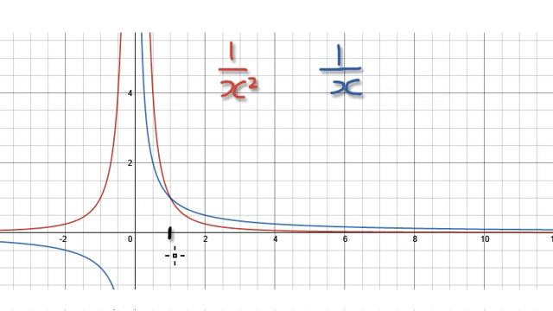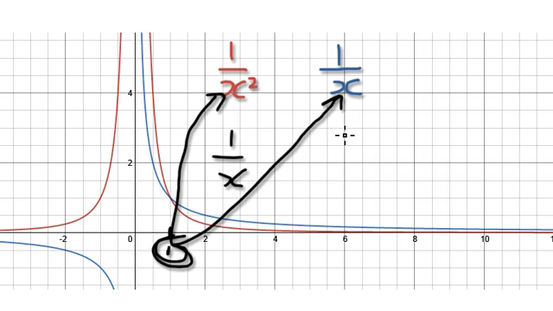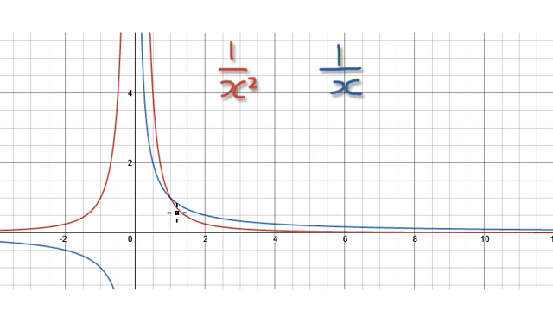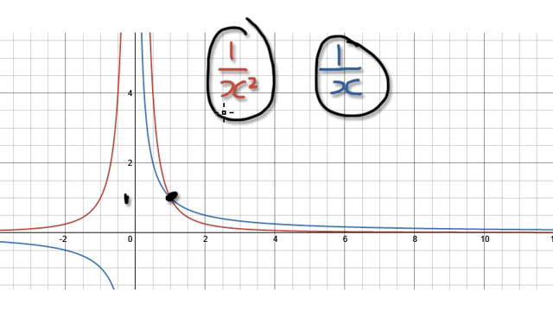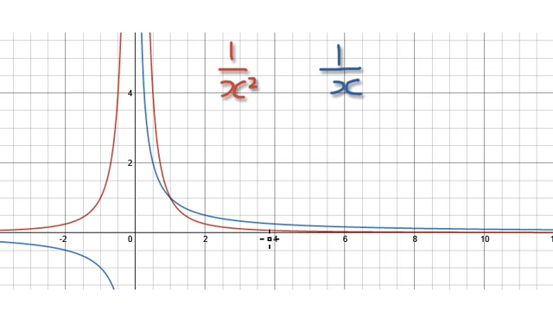Well, let's look at when x equals 1. When x equals 1, if you put 1 into here, it will be 1 over 1. And if you put 1 into here, it will be 1 over 1 squared. So that's 1 and 1. That's where the two will cross right here. So this here is 1. By the way, the blue line here is 1 over x, and the red line here is 1 over x squared.